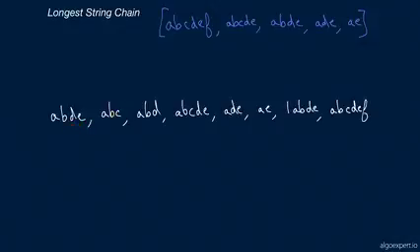Same for ABC, same for ABD, same for ABCD, and etc. And the second thing to realize is that you should only ever compute the longest string chain for each of the input strings once. Not twice, not 3 times. You should never do duplicate computations. You should only compute the longest string chains for each of the strings once.